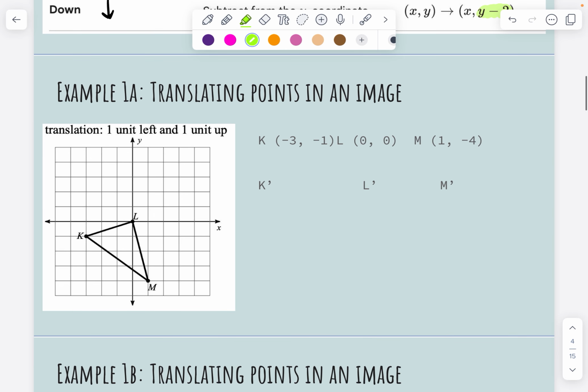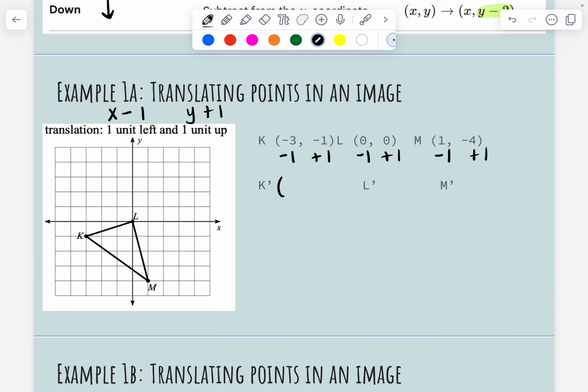So let's look here. We have this original triangle KLM. The points are at (-3, -1), (0, 0), and (1, -4). They want us to move 1 unit left, which means we're going to subtract 1 from every x value, and 1 unit up, which means we're going to add 1 to every y value. So subtract 1 from each of the x values, and then add 1 to each of the y values.